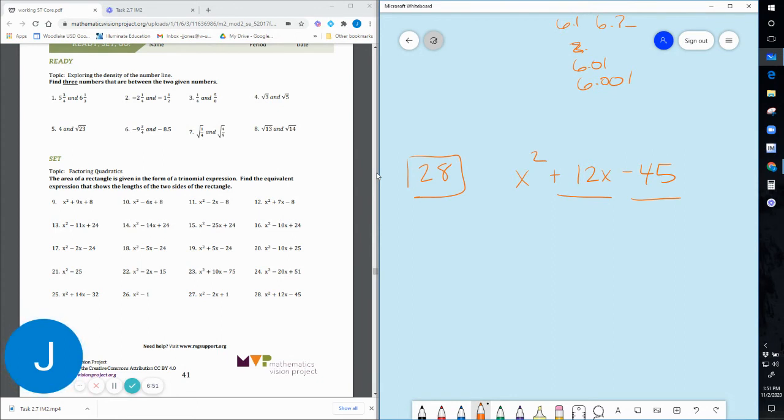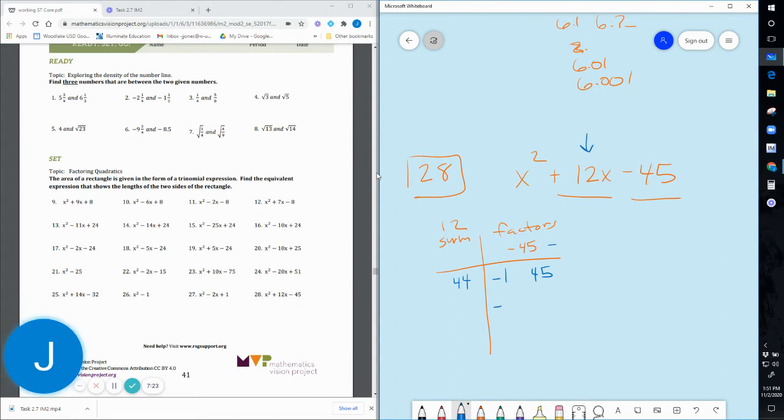So my factors, I'm trying to get negative 45. And I'm going to try and sum to 12, right? So these are my factors. Okay, I'm just going to start off with 1. Remember, I have to have a bigger positive number than negative number. So I'm going to say negative 1 and positive 45. That does multiply to give me negative 45. And it adds to get 44.